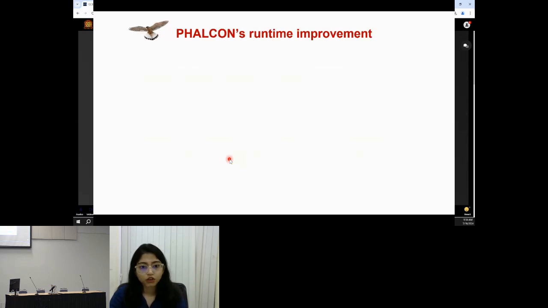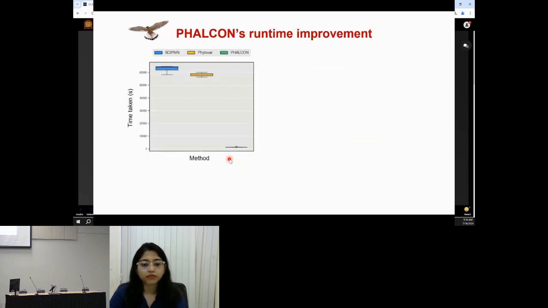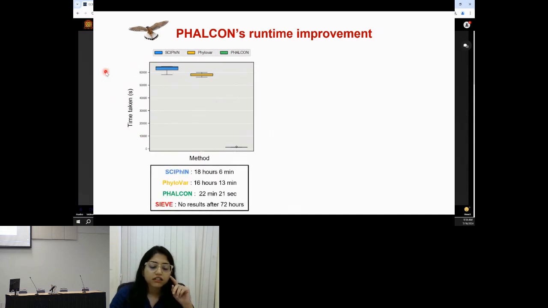This is another strong point of PHALCON, which is the runtime improvement. On the y-axis, you can see the time taken, and we have compared it against the methods. This testing is done on 2000 cells on 5 datasets. And you are seeing that Cypher almost takes around 18 hours, Phylogeny almost takes around 16 hours, but PHALCON is able to complete genotyping or variant calling on datasets consisting of 2000 cells in as little as 22 minutes. And of course, Sieve was not able to produce anything after 72 hours as well.